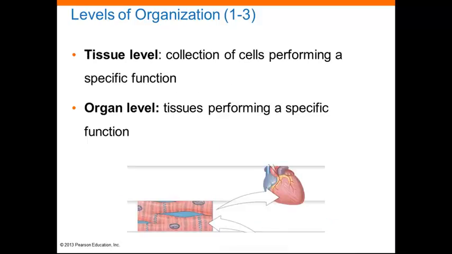And earlier I defined a tissue as a collection of cells working together to perform a specific function. And when you have two or more tissues working together to perform a specific function, then you are at the organ level. Pictured here is a union of those muscle cells into a section of muscle tissue, and the formation then of the heart as an organ that performs a specific function of pumping blood.